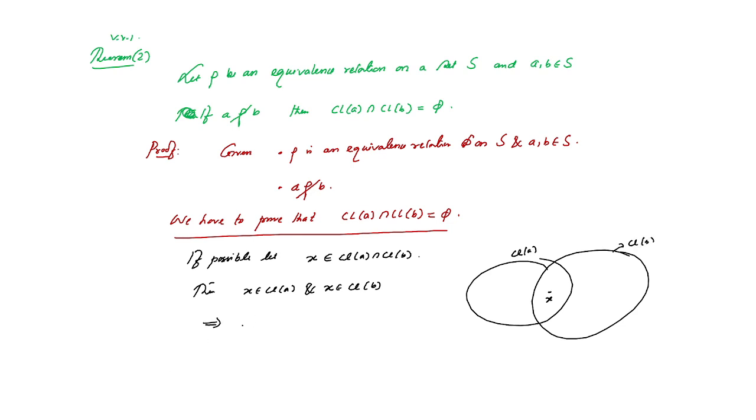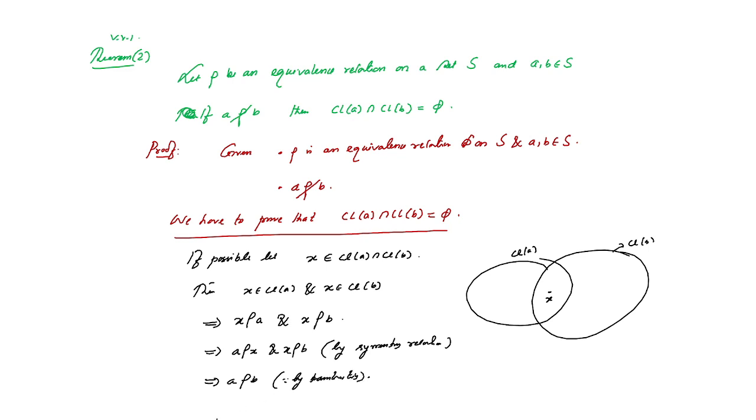So X belongs to class A, that implies X is related to A according to the definition of class. And X belongs to class B, that means X is related to B. So now X is related to A implies A is related to X because of symmetry. And X rho B. So here we apply the symmetry relation, as rho is an equivalence, so symmetry must hold. Now A is related to X, X is related to B, that implies A is related to B. This is by transitivity.